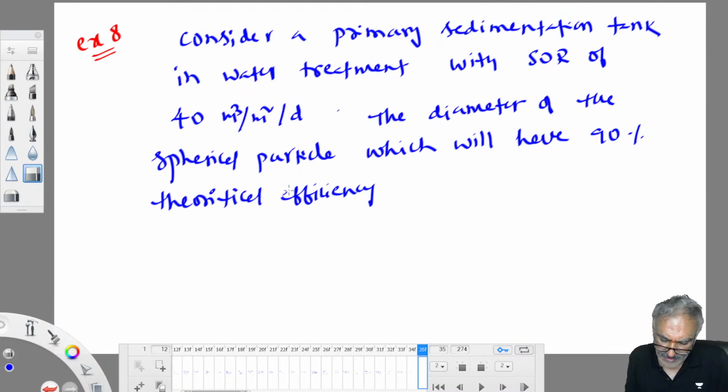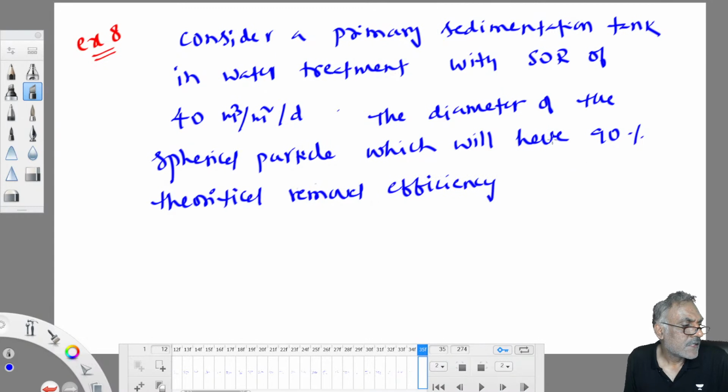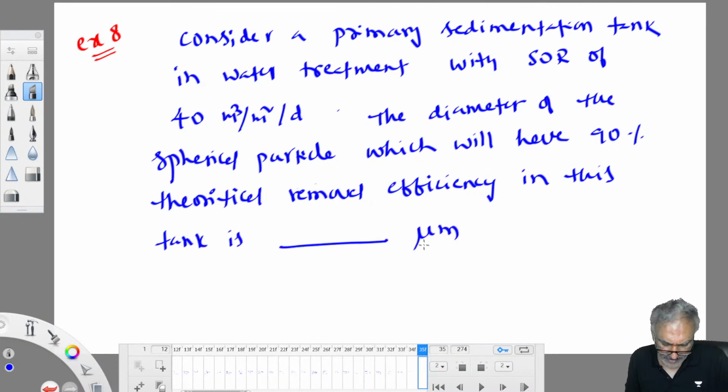Theoretical removal efficiency. In this tank is dash microns. The question asks us to find the diameter of the particle in microns which is removed only 90%. To support this question, some data is also given. Assume that the settling velocity of the particle is described by Stokes law.